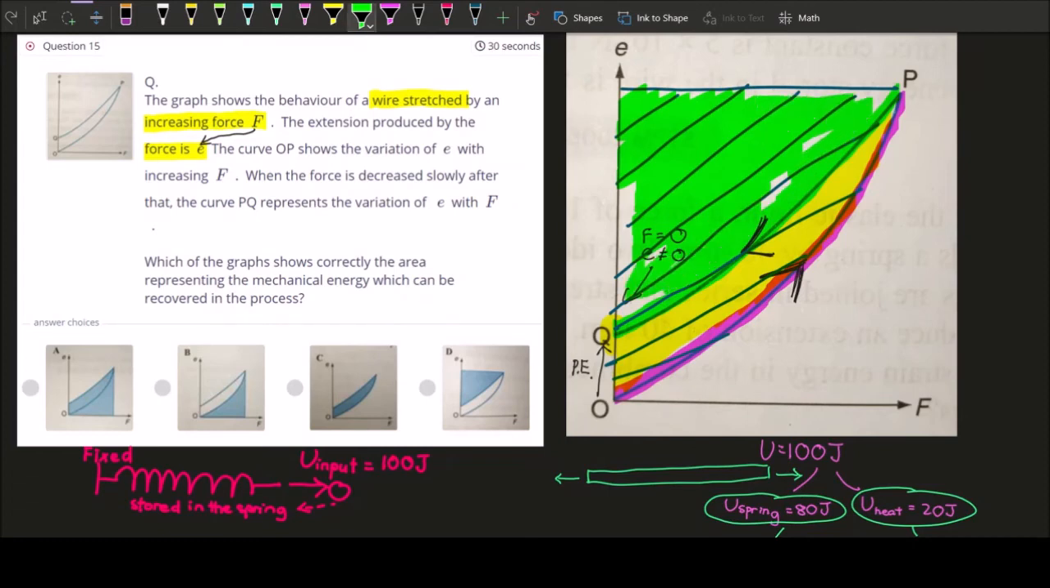So the answer is D, this one. That's it for question 15. Let's move on to the next question.